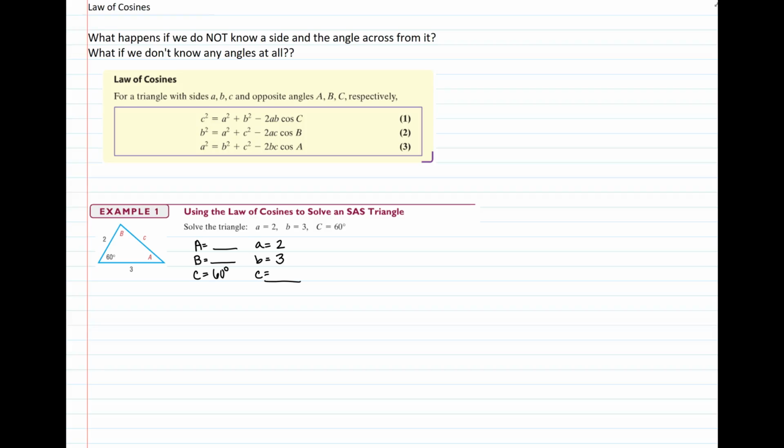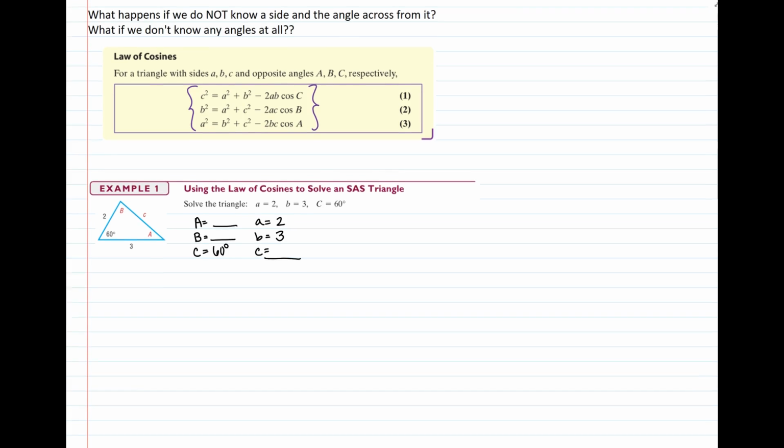All right, let's talk about law of cosines. Law of cosines is what we can use for non-right triangles when we do not have a side and an angle across from it. And there are actually 3 different versions of law of cosines. They're actually the same, so I don't want you to panic about that. They're exactly the same equation. It just depends on how you've labeled your triangle.